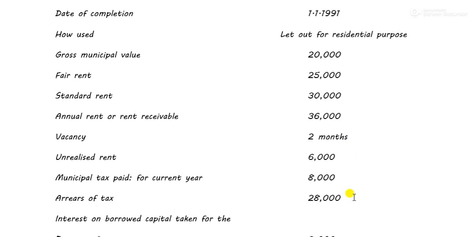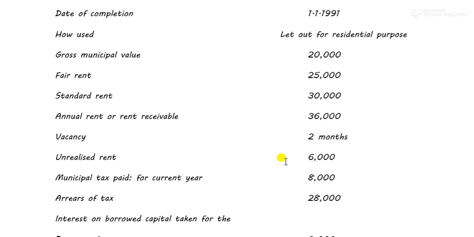So let us start the sum. Gross municipal value, fair rent and standard rent. My expected rent will be 25,000. Look, 20,000, 25 higher, 25,000, and 25,000, 30,000 lower, 25,000. So expected rent is 25,000. Next, annual rent is 36,000. Vacancy is 2 months. Unrealized rent is 6,000. So this sum has everything.